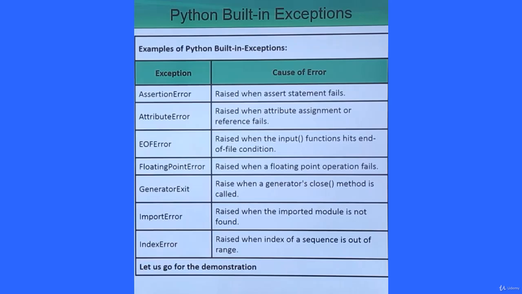Next is the EOFError, that is the end of file error, raised when the input function hits the end of the file and tries to read some content from the file. In that case the file has been exhausted, so the exception will be raised, and that is known as EOFError. Next is FloatingPointError, raised when a floating point operation fails. GeneratorExit is raised when a generator's close method is called.